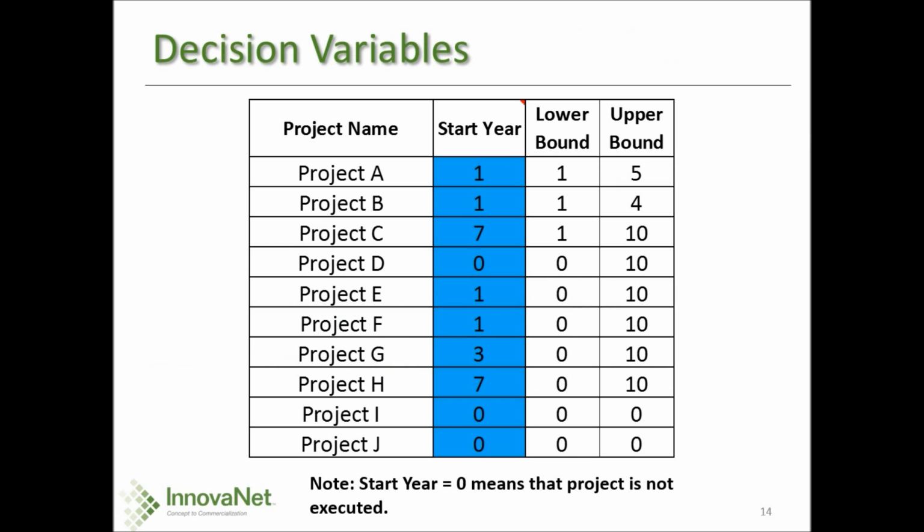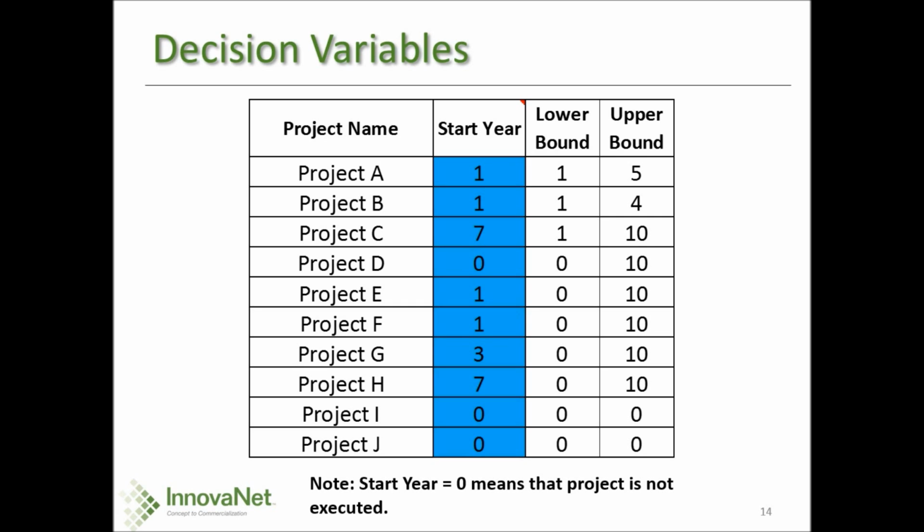Here we see our decision variables. Here the user simply clicks a button to initialize the values for the start year and the upper and lower bounds. Then, when the user sets the algorithm in motion, the algorithm will vary the values of the start years in order to maximize the value of the objective function. Note that if the start year is equal to 0, that means that the project will not be executed.